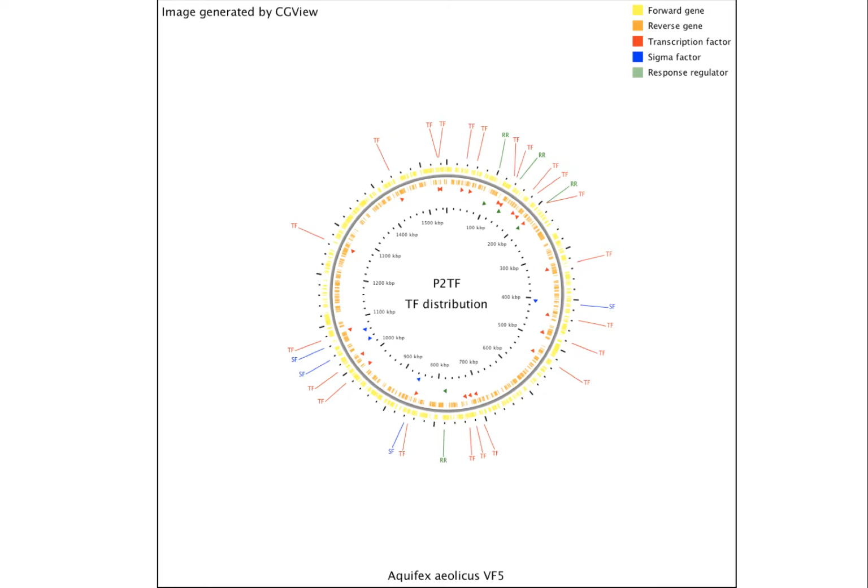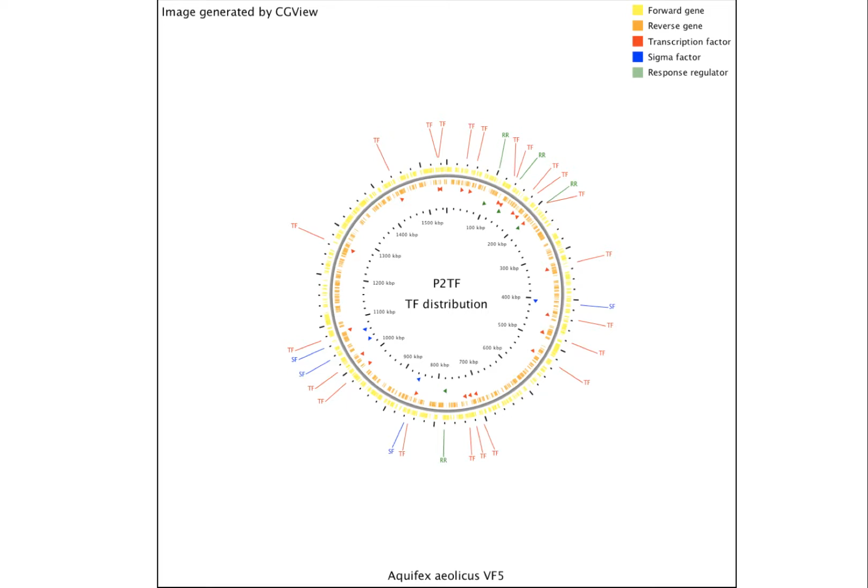Also indicated on the outside of the circle are transcription factors, sigma factors, and response regulators. Because this lives in hot areas and it needs to control the temperature where it grows, so it's moving around, it has different ways to control which genes are turned on and which genes are turned off. So it has quite a few transcription factors. It has response regulators, again, to react to different environmental conditions. And then the sigma factors.